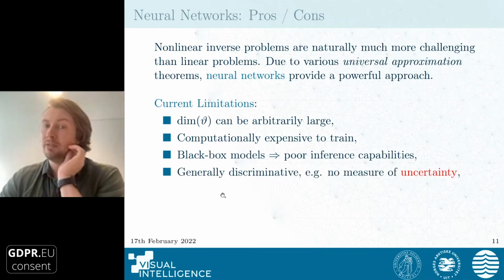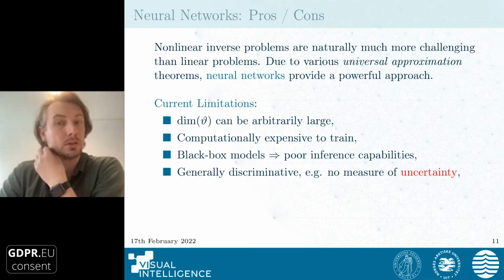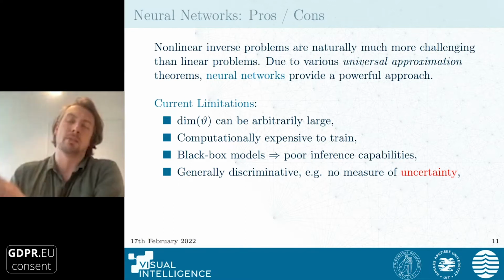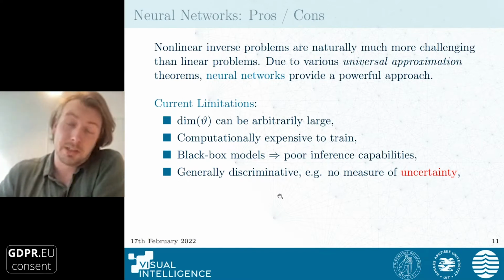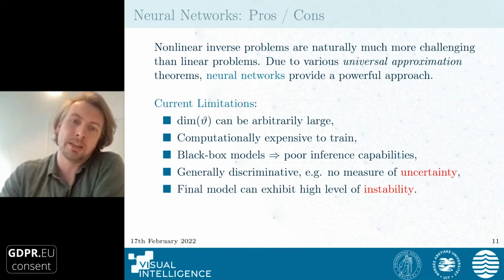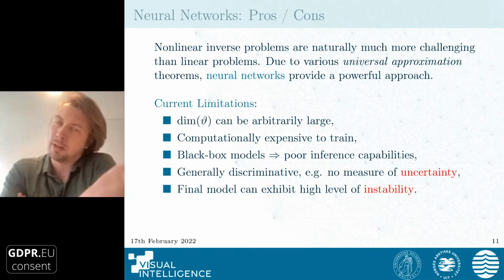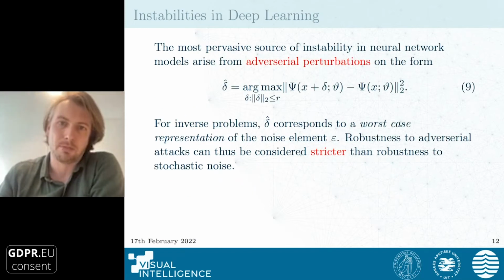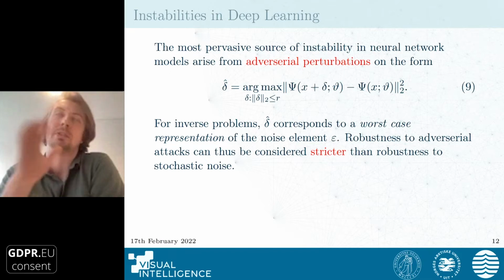Furthermore, they're generally discriminative, so there's generally no measure of the uncertainty of the reconstructions, which is another research challenge for the Visual Intelligence group. And finally, the model can exhibit a high level of instability, which is what we introduced a little bit earlier. However, neural networks have this very special type of instability, or in deep learning, we have different challenges.